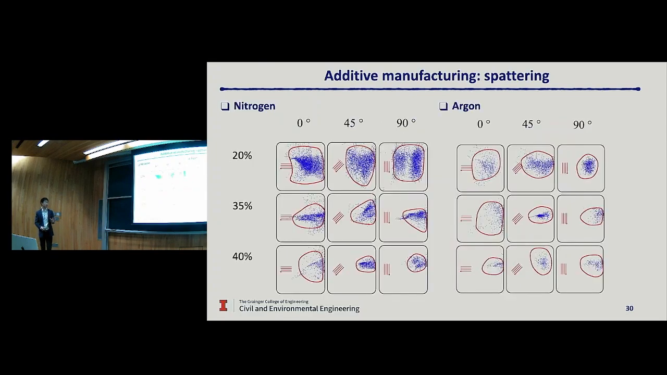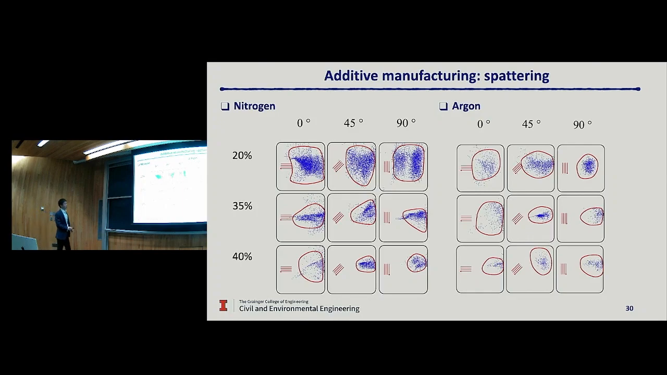Now let me directly show you the computational result. The final spatter distribution. So 45, this direction is the flow angle. This direction is the flow rate, and the left panel is for the nitrogen. The right panel is for argon. There are many things you can discuss.